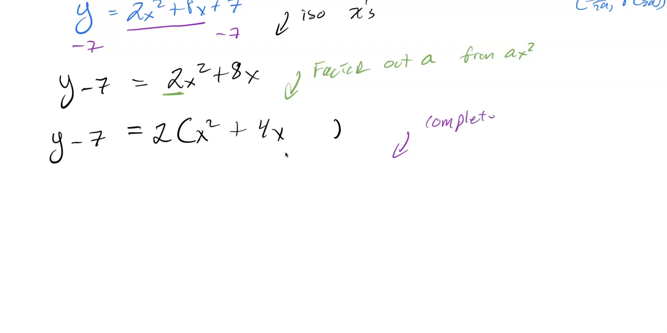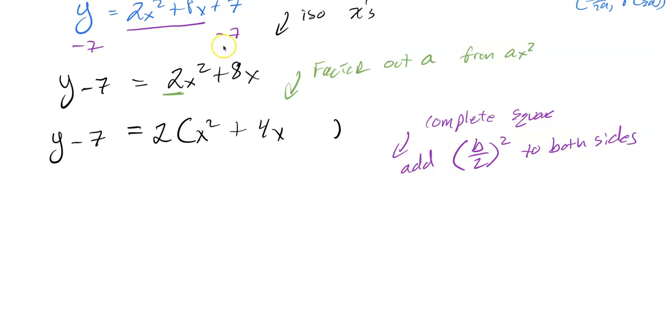Complete the square. Now if you forgot how to complete the square, it's where you get the middle term, the B. You divide it by 2 and you square it. You're going to add that to both sides. That is completing the square. That makes it a perfect square.